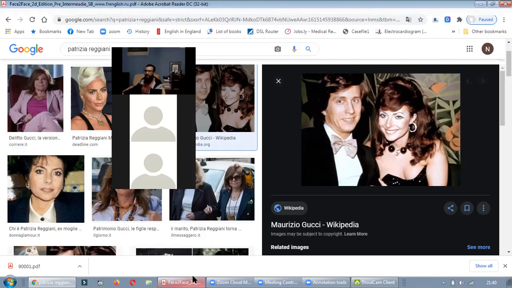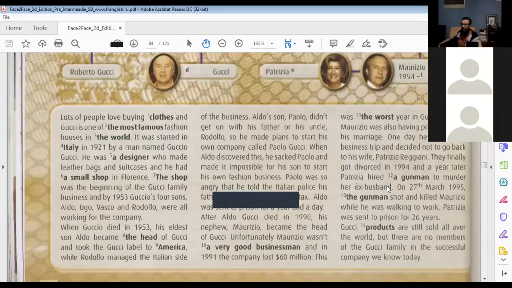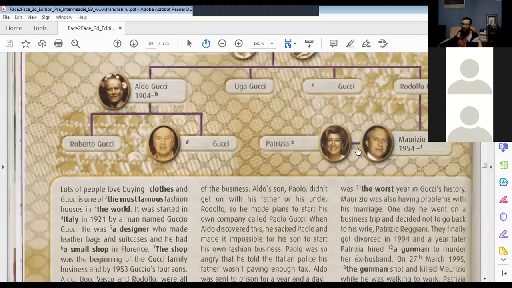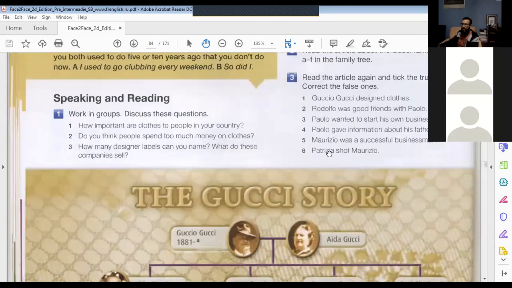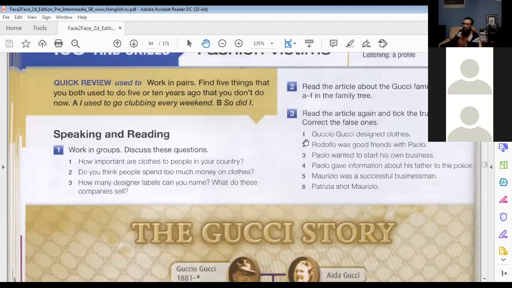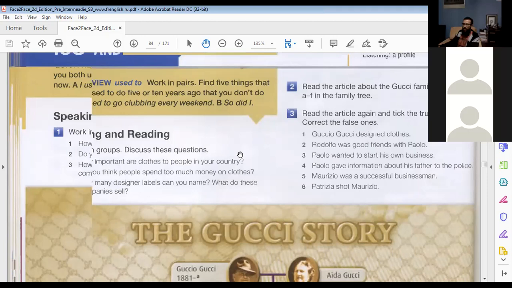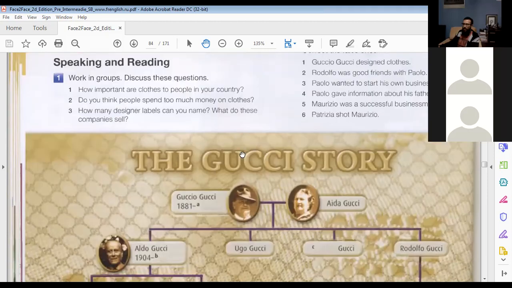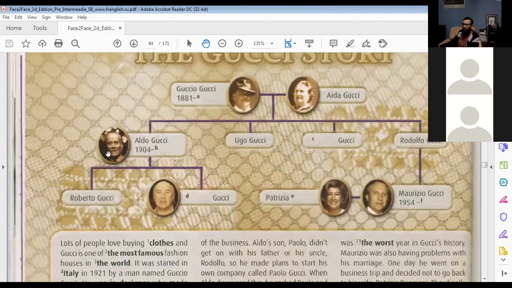Okay, so let's talk a little more about the Gucci family. And now let's take a look at the questions. So here it says, true or false? You need to decide if these sentences are true or false in your opinion. Okay, so let's start with the first one. Number one, Gucci design clothes. What do you think? Is this true?